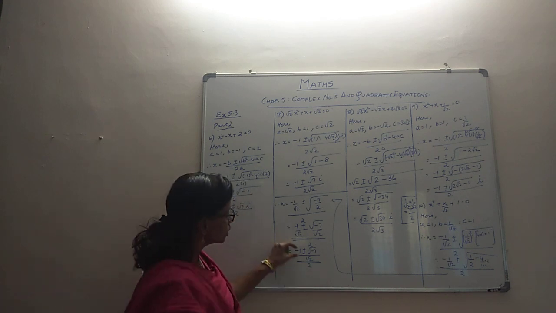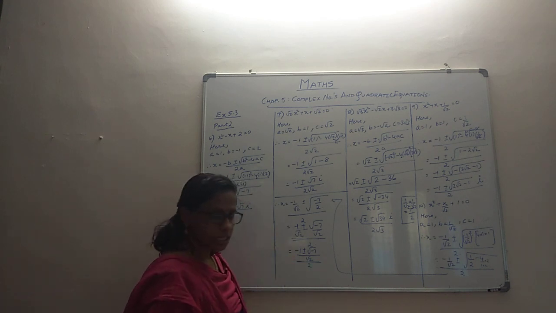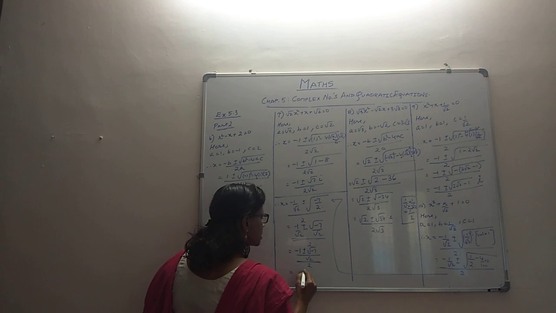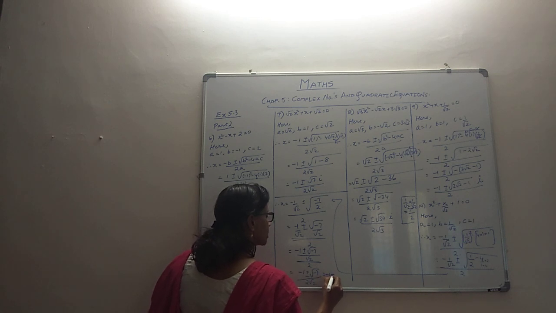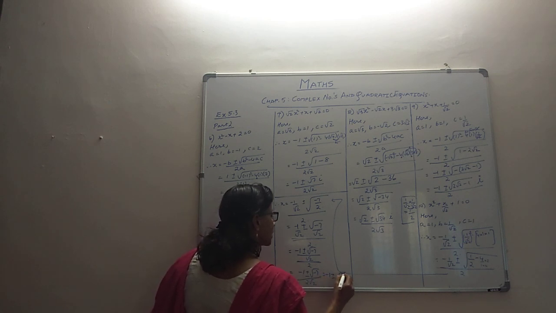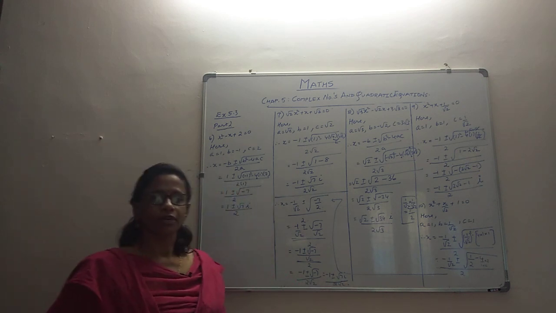Obviously, now this whole thing divided by 2 means multiplication by the reciprocal, and by that process minus 1 plus or minus root of minus 7 by 2 root 2. Further we can write this as minus 1 plus or minus root 7i by 2 root 2. And that is the answer of our 10th question.